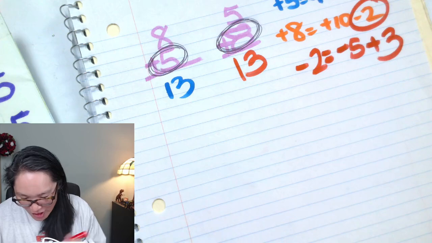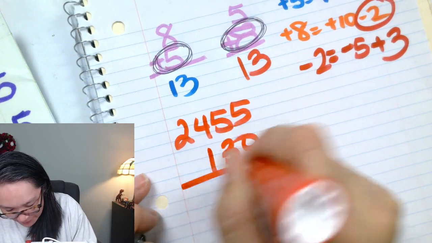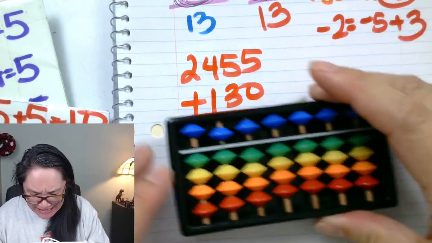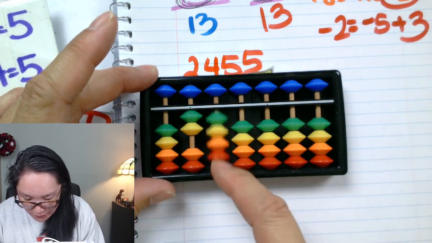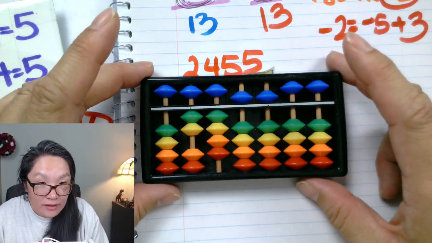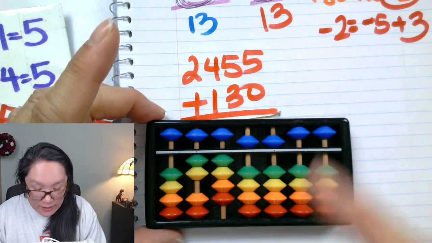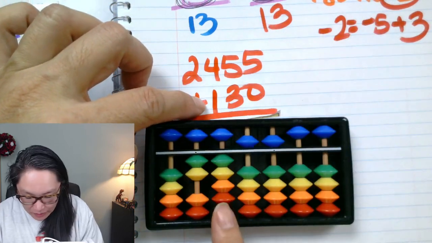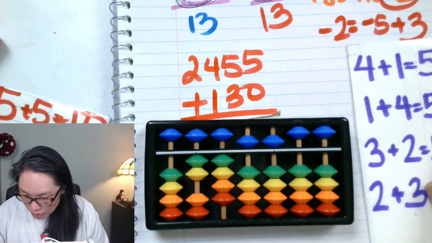2455 plus 130. That's easy. Somebody did it. What is it? 2,455, right? And then when we do it, we go from left to right. I need to add the 1 here. That's what I'm doing, I'm adding the 1. How do I add the 1? Can I add the 1?